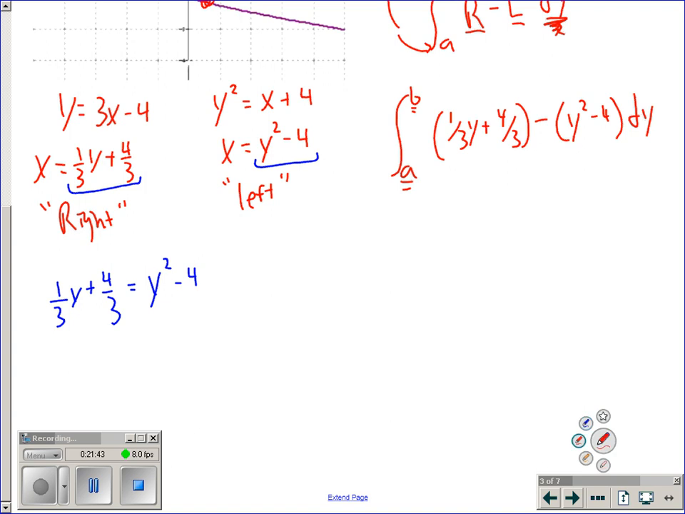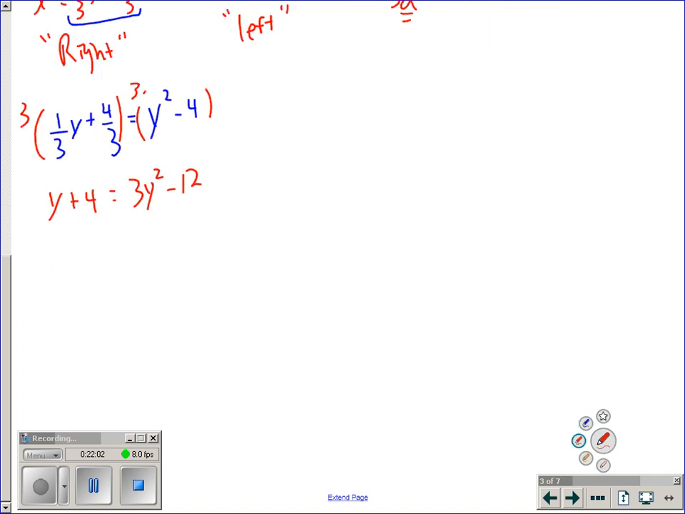Initially I went ahead and multiplied everything by 3, just to get rid of those fractions. So I got y plus 4 equals 3y squared minus 12. And then if I get everything to one side, that simplifies to 3y squared minus y minus 16 equals 0. But the only problem is that doesn't factor.